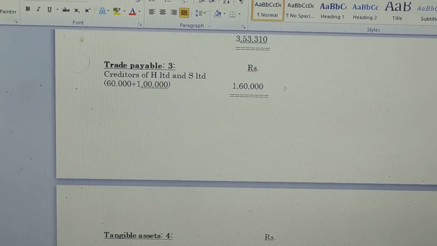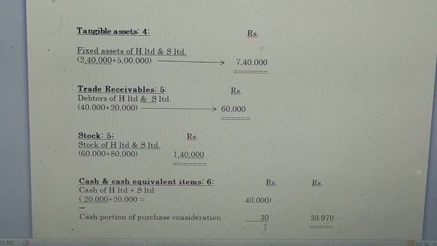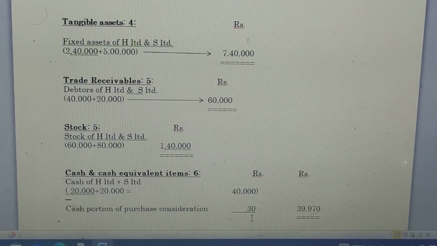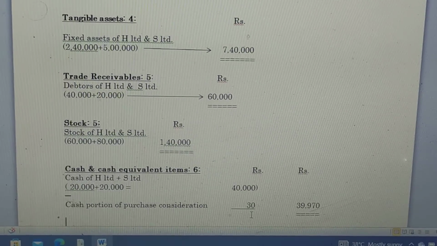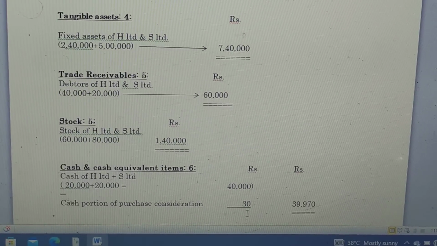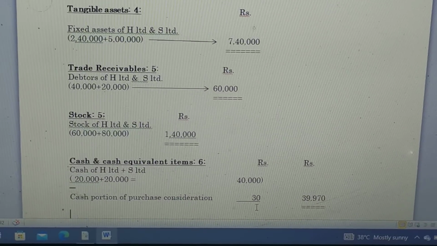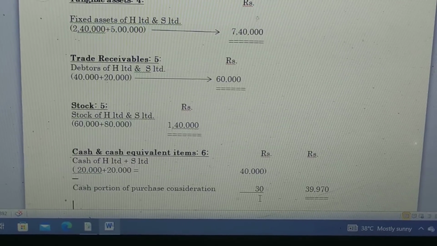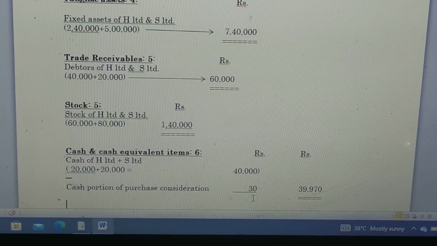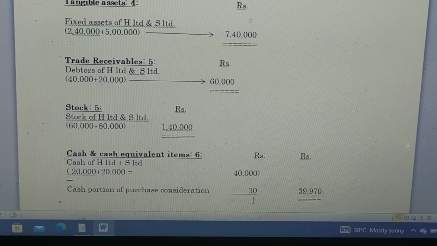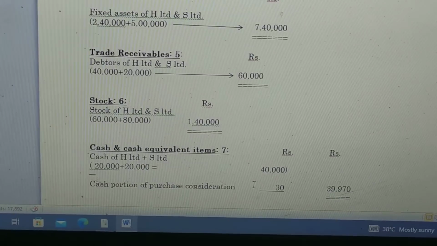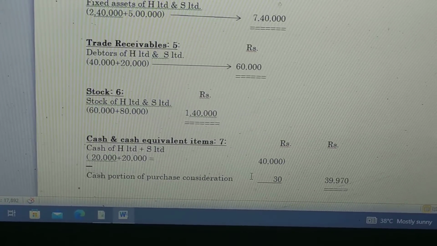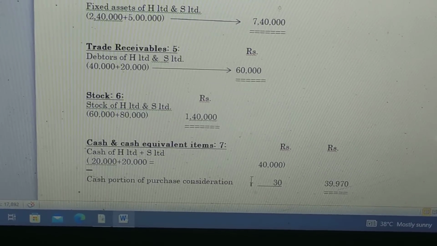And the note number 4 is tangible assets. Under the tangible assets, we have to mention the fixed assets of H Limited and S Limited. So the amount is 7,40,000. It means 2,40,000 plus 5 lakh. And the note number 5 is trade receivable. So under the trade receivable, we have to mention the debtors of H Limited and S Limited. The amount is rupees 60,000. It means 40,000 plus 20,000. And note number 6 is stock. So under the stock of H Limited and S Limited, the amount is rupees 1,40,000. It means 60,000 plus 80,000.